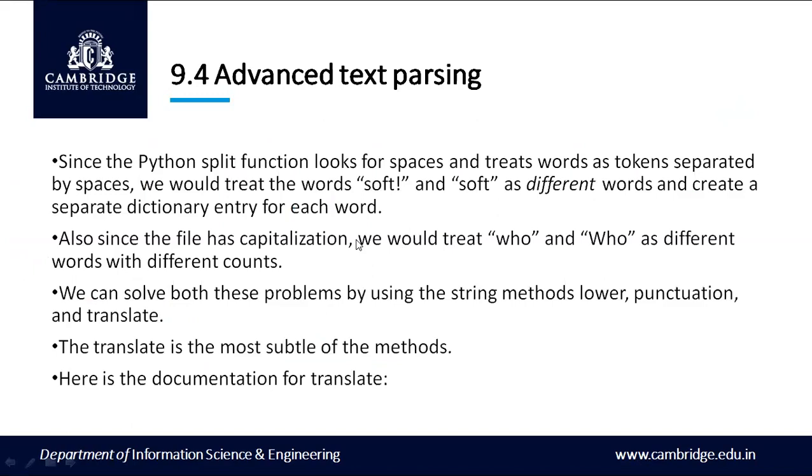So the next topic is advanced text parsing. Since the Python split function looks for spaces and treats words as tokens separated by spaces, we would treat the words "soft!" with an exclamation mark and "soft" as different words. So you can see here, advanced text parsing is that previously the Romeo Juliet text file whatever we saw. So let me just take you to that example. So there were no punctuation marks if you observe carefully.